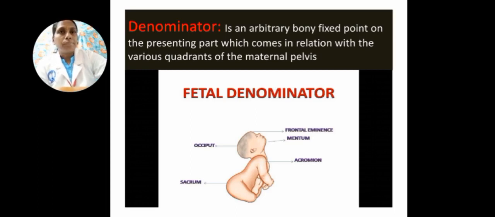which is leading. See, the occiput is the denominator in case of vertex presentation, and in case of breech presentation, sacrum will be the denominator. You can see in shoulder presentation, acromion is the denominator, and in face presentation, mentum, nothing but the chin, is the denominator, and in case of brow presentation, the frontal eminence is the denominator.